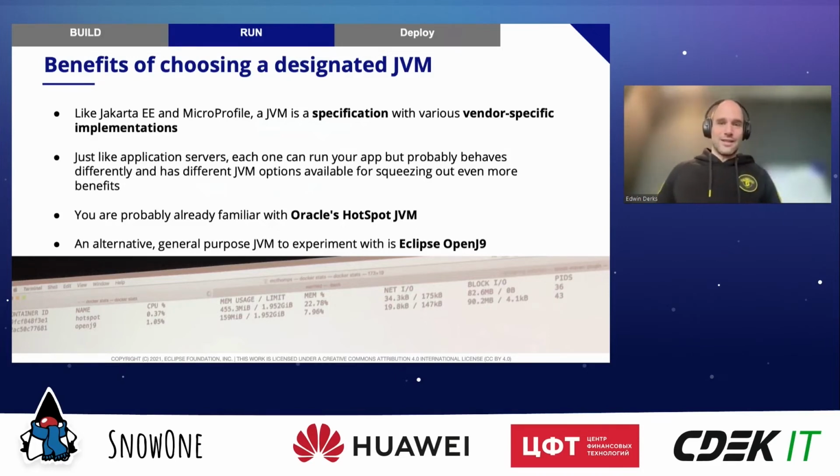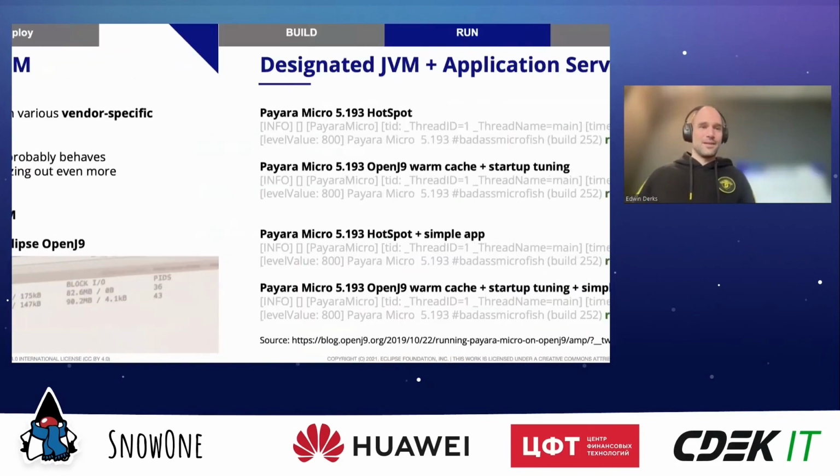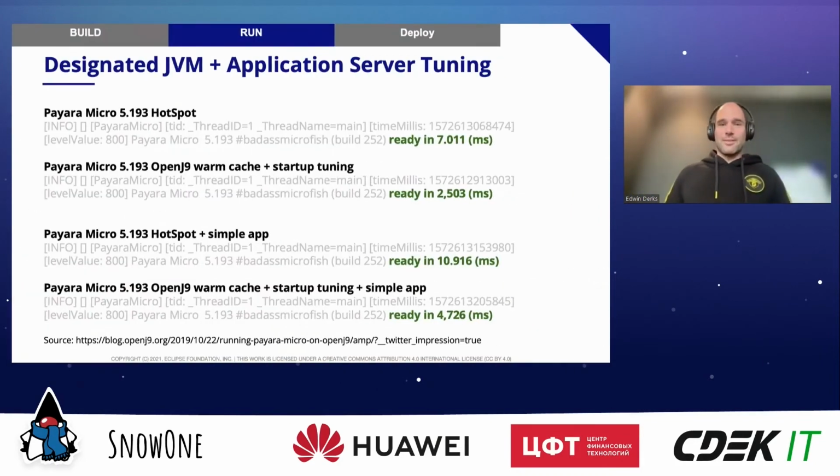So what do you get out of that? Well, you can start experimenting and see what happens when you use a different JVM for your application without changing your application, because you don't have to, because it's all compatible according to the specification. I did a test once on my own laptop, and I started a Payara Micro with Hotspot and OpenJ9, and then I put an app on it. And you see that the startup time of the application really differs based on Hotspot or OpenJ9.